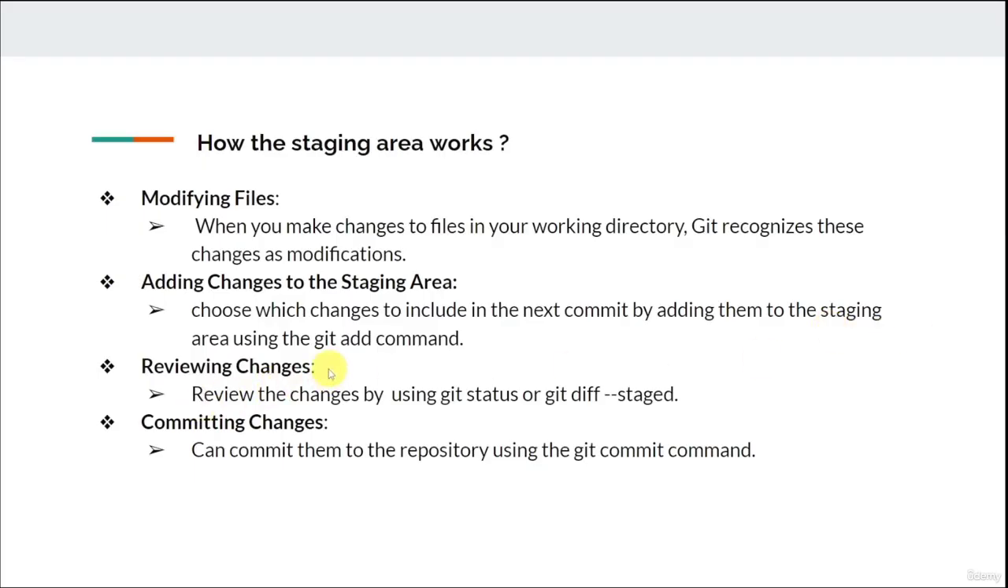Review the changes. We just review. There are some commands, git status and git diff --staged, we can use. Then the last one is committing changes. We can commit them to the repository using the git commit command. It's actually not much. The staging area is before committing and after modifying. There is some stage, there is some area.